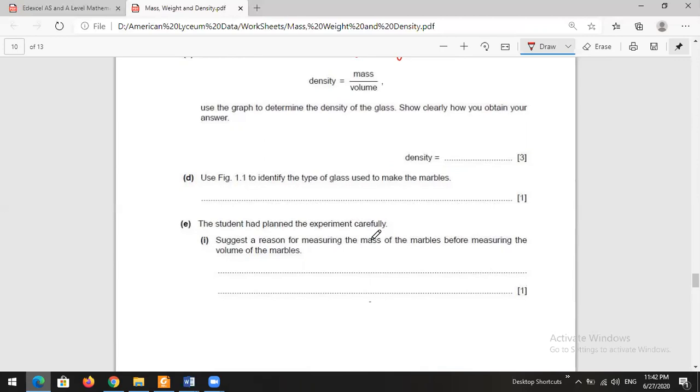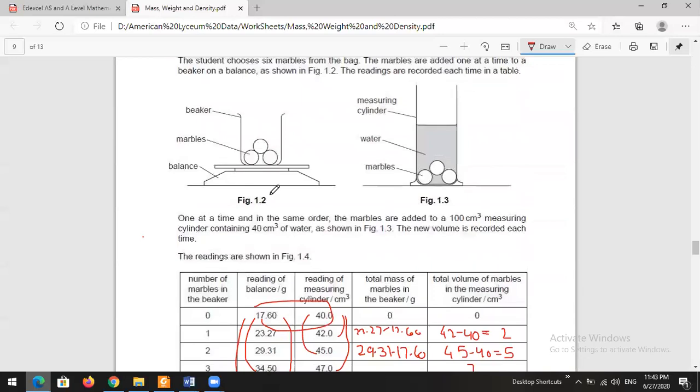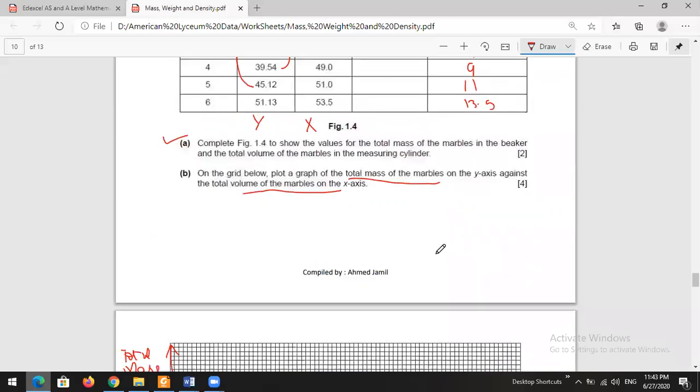The student had planned the experiment carefully. Suggest a reason for measuring the mass of the marbles before measuring the volume of the marbles. Because we didn't want to put the wet marble inside the measuring cylinder. There we need to put the dry ones. That is why we have measured mass first instead of measuring volume. So this is the reason.